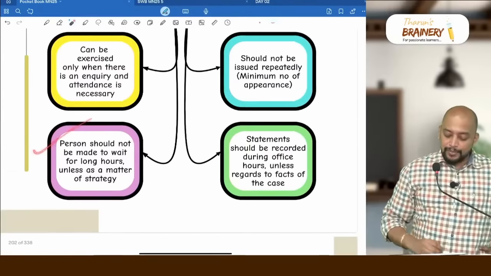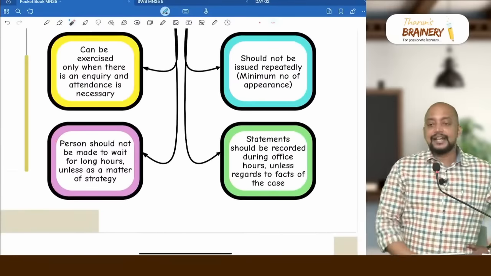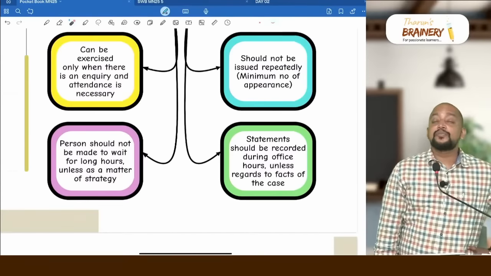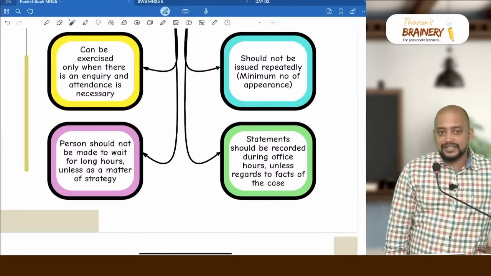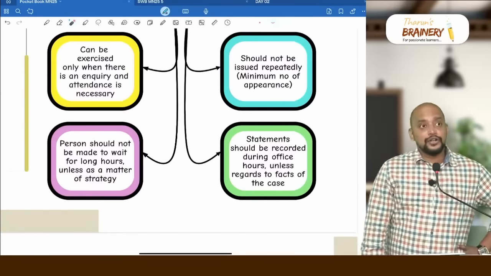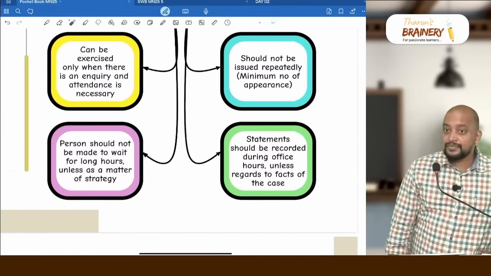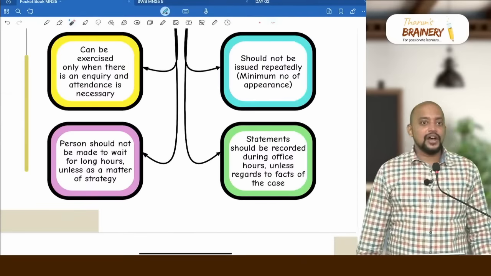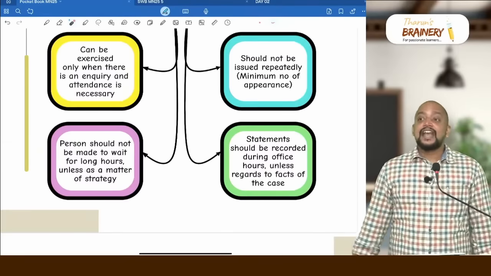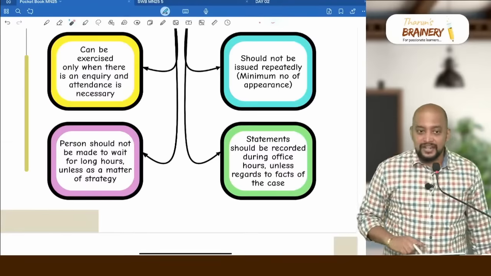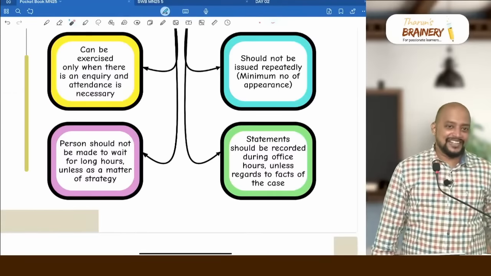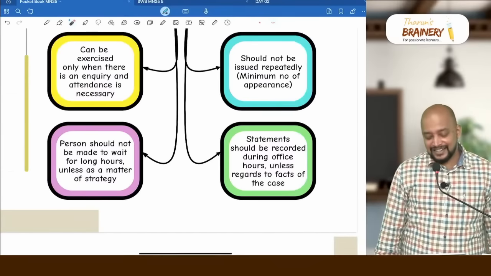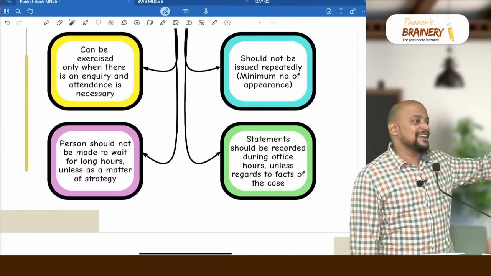The person should not be made to wait for longer hours unless as a matter of strategy. You tell them a meeting time of 11 AM, but ask them to come at 7 AM itself. You understood? Or they come at 11 AM and should not be made to wait until evening, because they need to eat lunch. But as a matter of strategy, when you make them wait and make them hungry, they will not resist. Until you give Snickers, they will not be like that. So for the sake of that, you can do that.